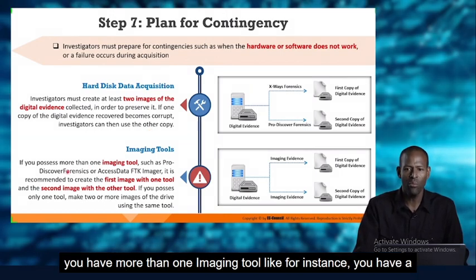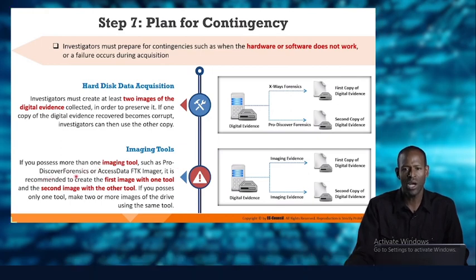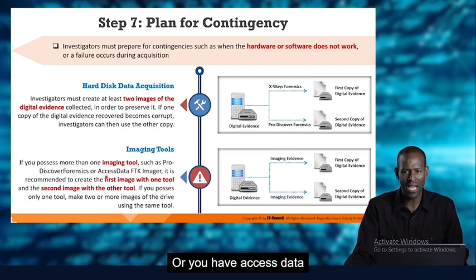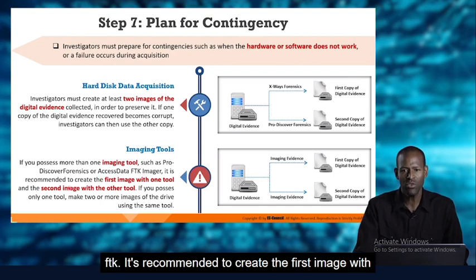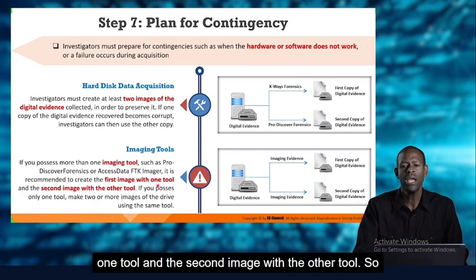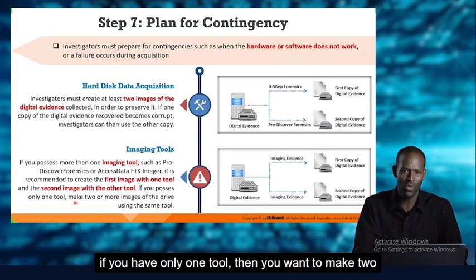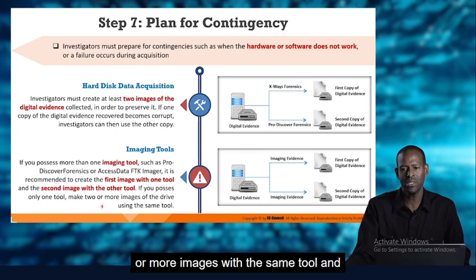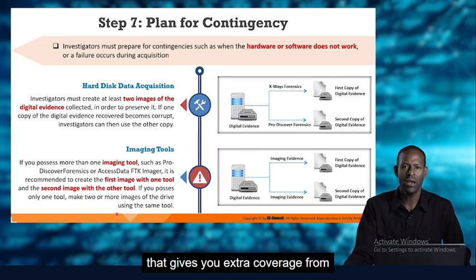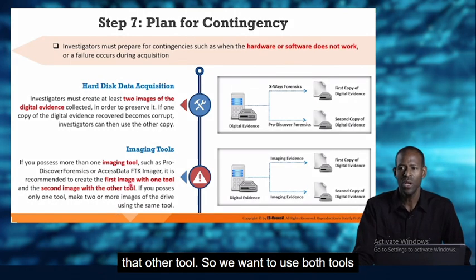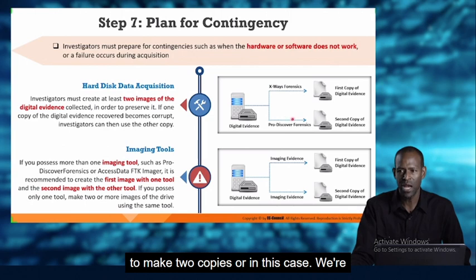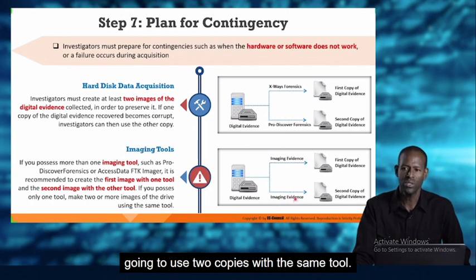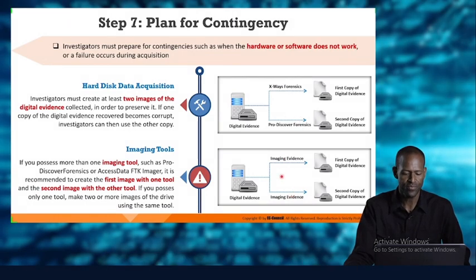So if you have more than one imaging tool, like for instance, you have ProDiscover Forensics, or you have AccessData FTK, it's recommended to create the first image with one tool and the second image with the other tool. So if you have only one tool, then you want to make two or more images with the same tool. And that gives you extra coverage from that other tool. So we want to use both tools to make two copies, or in this case, we're going to use two copies with the same tool.